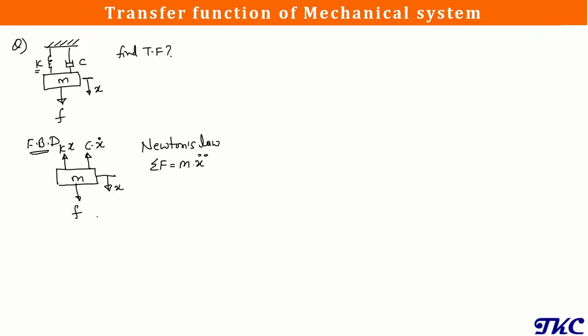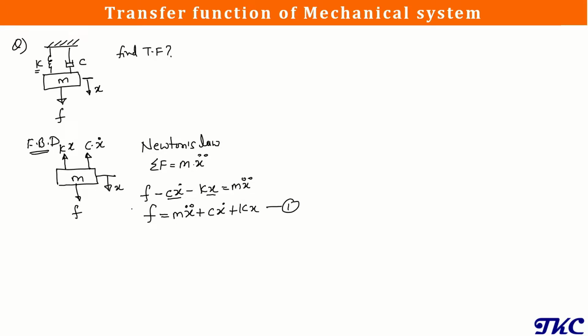So if we write this F force that is acting on this system, it will be positive. Next, this kx and this cx dot are acting opposite to the motion, so they will be considered negative here. So we will have F minus cx dot minus kx equal to mx double dot. Now we send these two forces to the right hand side and write it this way: F is equal to mx double dot plus cx dot plus kx. This equation represents the governing equation.